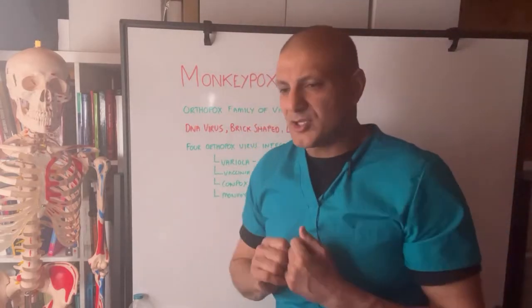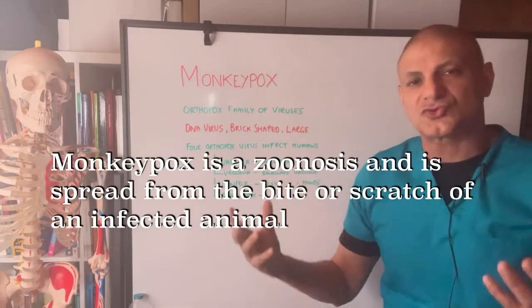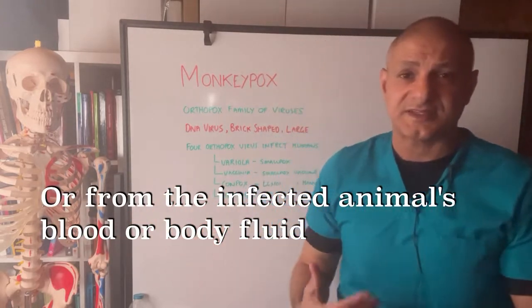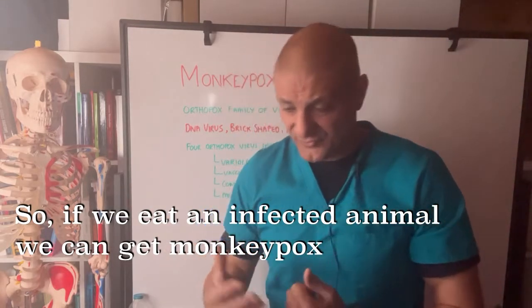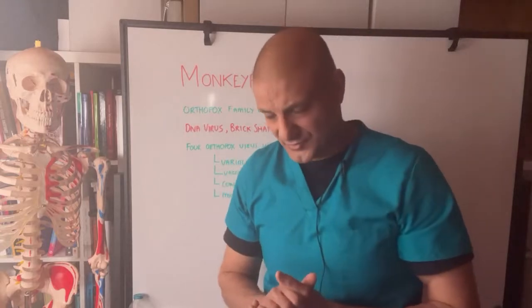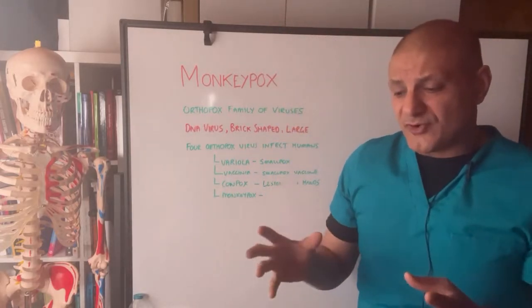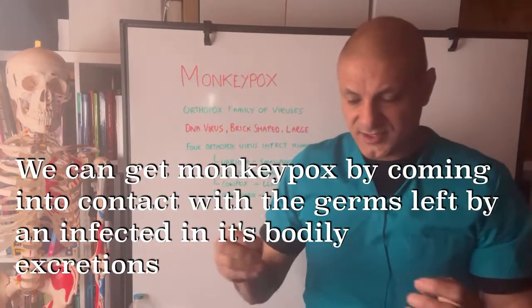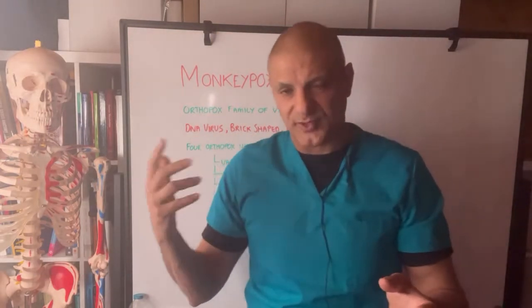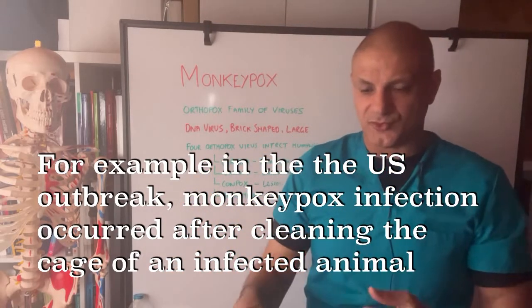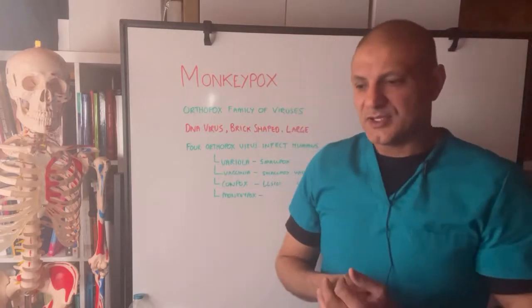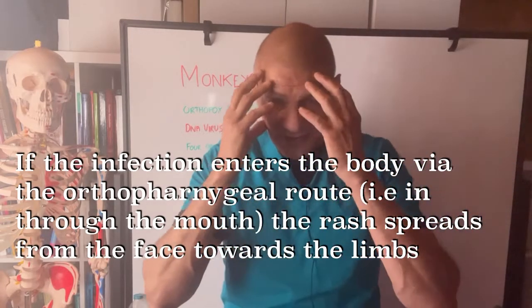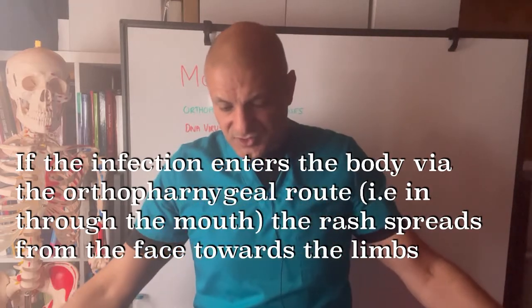Now, as we said, monkeypox is a zoonosis. It's spread from the bite or scratch of an animal, or from the exchange of body fluids or blood of an animal. So if we eat an infected animal, we can get that virus. If an animal bites us, we can get that virus. If it scratches us, we can get that virus. We can also get the virus by taking in the germs left by the animals, from their body fluids, where they reside in their excretions. As in the case in America, which we'll come to in the outbreak, if you were cleaning the cage of an infected animal and you didn't wash your hands and then you touched your mouth, the unwashed hand will transfer the germs into the mouth and the virus will spread. In that case, the rash will spread on the face and spread out centrifugally to the rest of the body in the limbs.